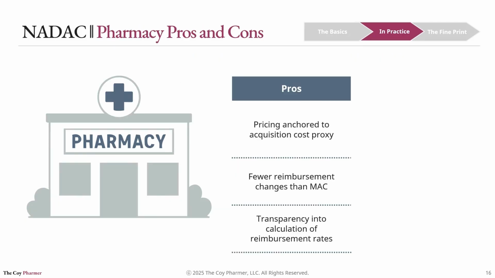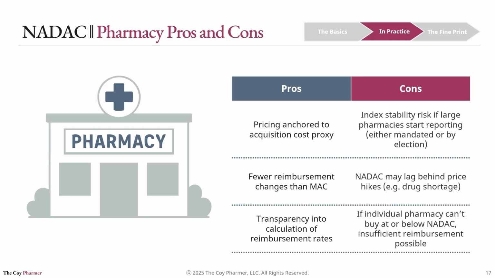So what are some pros and cons for pharmacies? Again, for pharmacies, pricing is anchored to an acquisition cost proxy. There can be fewer reimbursement changes than when the PBM is reimbursing drugs at the MAC price, when they're reimbursing drugs at the NADAC price. And furthermore, there is a greater amount of transparency into the calculation of reimbursement rates, as again, these are publicly available and accessible to pharmacies. Some potential cons of the NADAC index for pharmacies as a basis of reimbursement could be potential index stability risk.